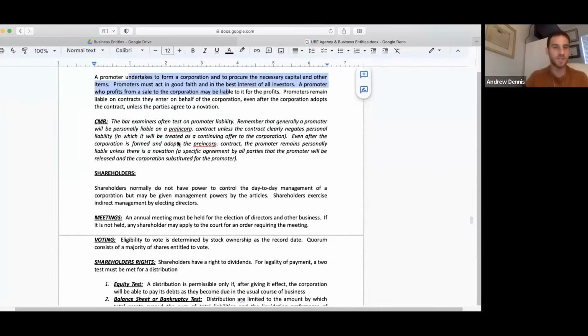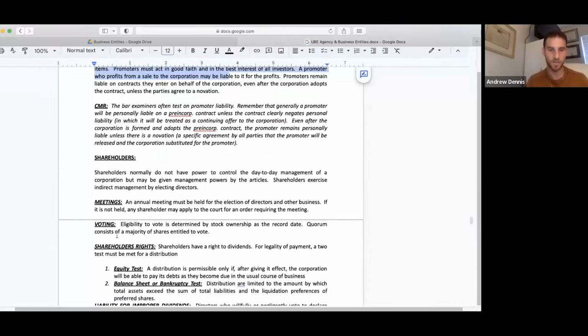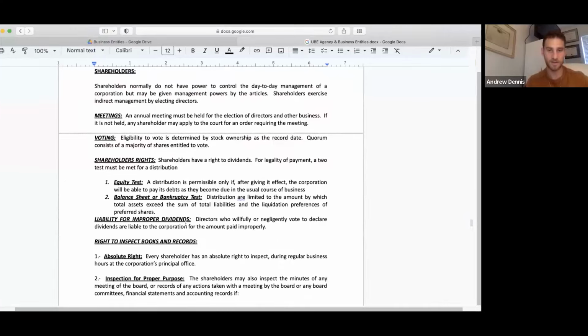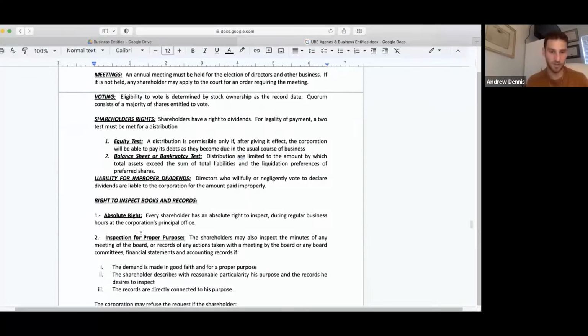So shareholders normally do not have power to control the day-to-day management of a corporation, but may be given management powers by the articles. Shareholders exercise indirect management by electing directors. So basically, if you own stock, you have pretty much one main right, which is to vote for the board of directors. You have rights to the meetings, to voting. You have the right to dividends if they're declared. You have the right to inspect the books.